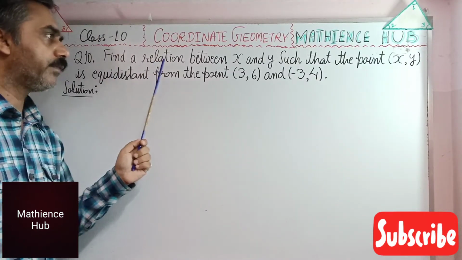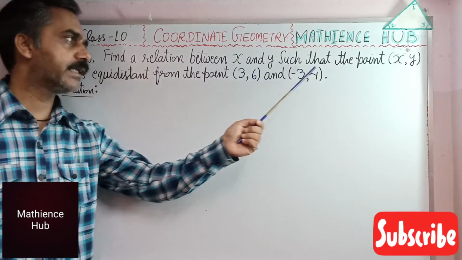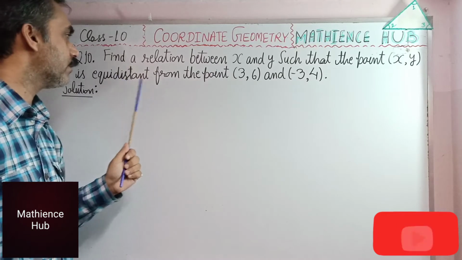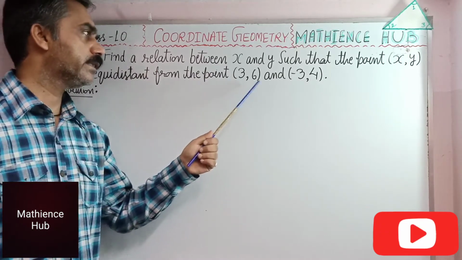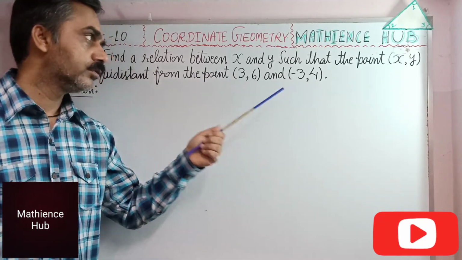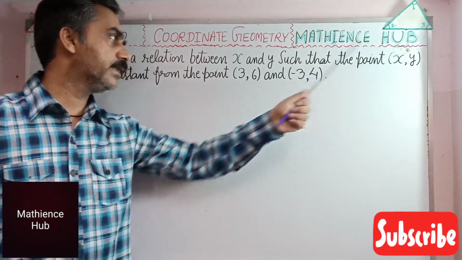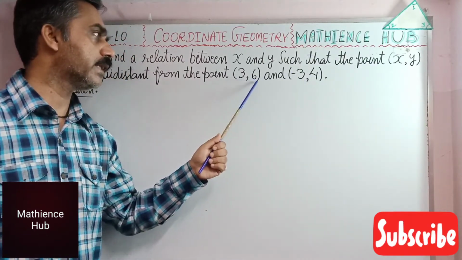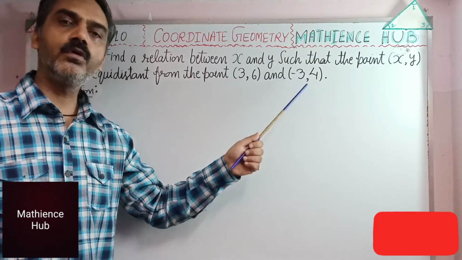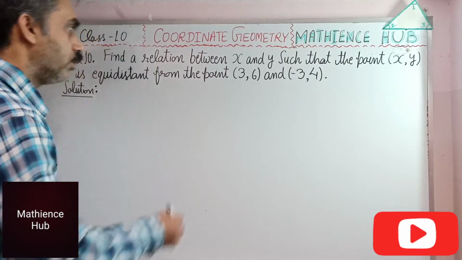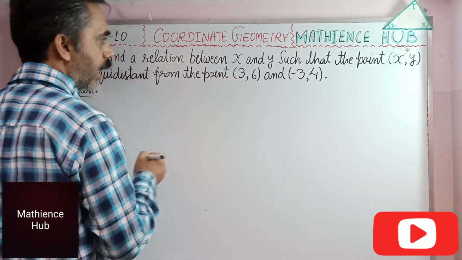Find a relation between x and y such that the point (x, y) is equidistant from the points (3, 6) and (-3, 4). So you see in this question that the point (x, y) is equidistant from (3, 6) and (-3, 4), and we find the relation between them. So write down the answer first.